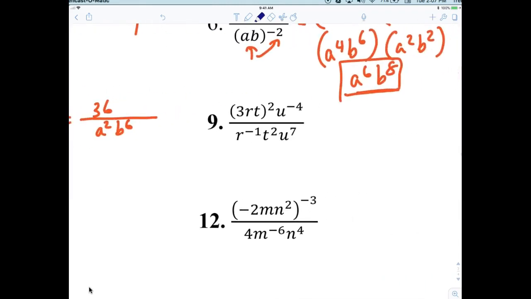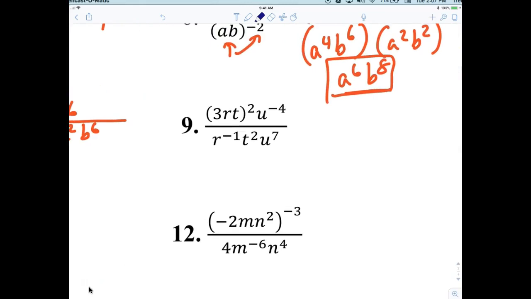All right, let's try number 9 here, guys. All right, here we go. So please look. Number 9. Pay attention now. And you can try to be a step ahead of me if you want. But here we go. 9, r squared, t squared, r to the 1st, t squared, u to the 7th, u to the 4th.